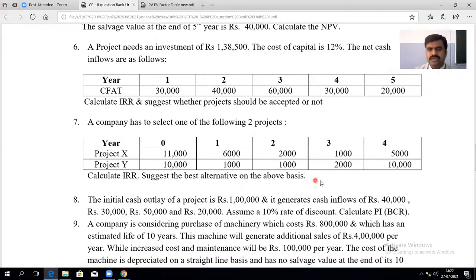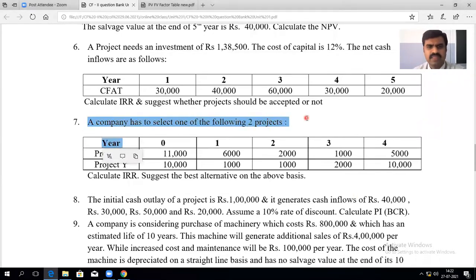What is missing in this question compared to the previous question? Cost of capital. Why has it not been given? So how do you decide based on two projects? By comparing both the projects. And what will be your criteria for selecting? Whichever gives you the higher rate.